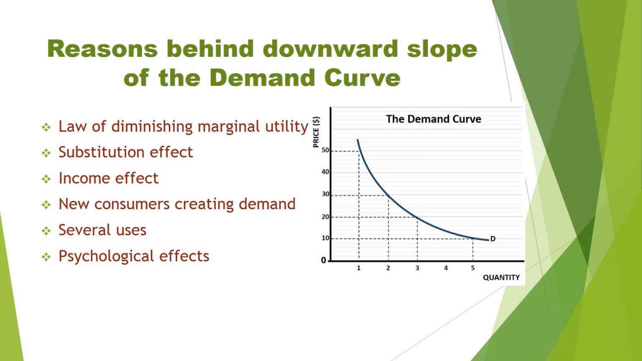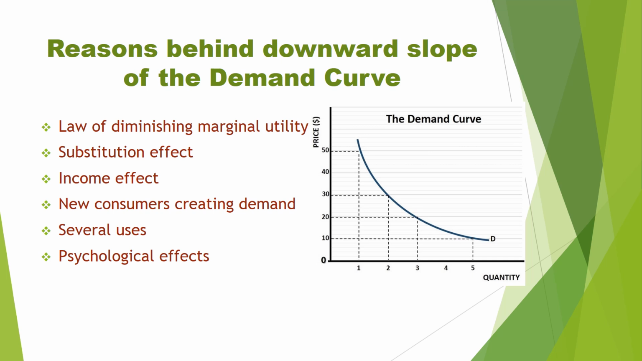The reasons behind the downward slope of the demand curve are, number one, the law of diminishing marginal utility. The law of demand is based on the law of diminishing marginal utility. According to the cardinal utility approach, when the consumer purchases more units of the commodity, its marginal utility declines. The consumer will purchase more units of the commodity only if its price falls. Thus, a decrease in price brings about an increase in demand. So, the demand curve slopes downward from left to right.